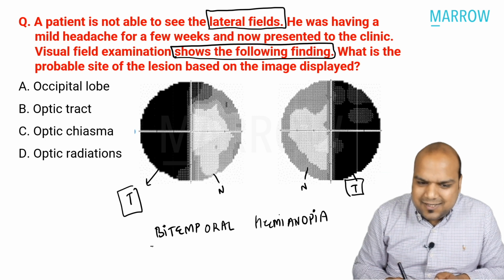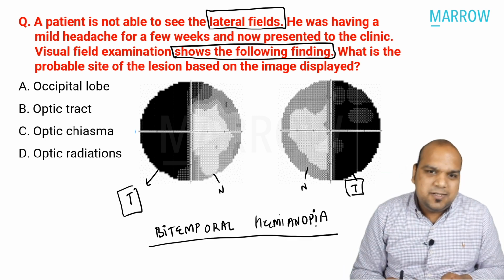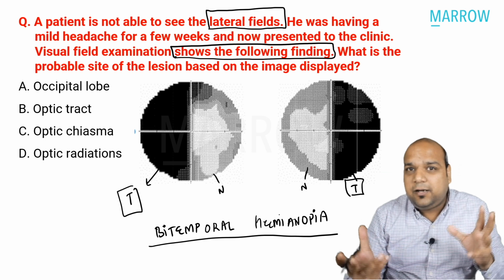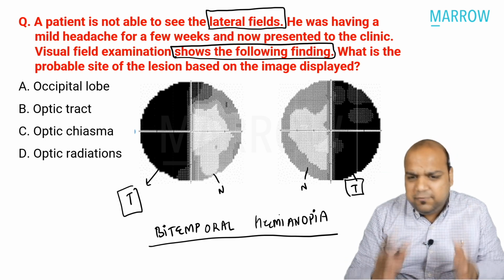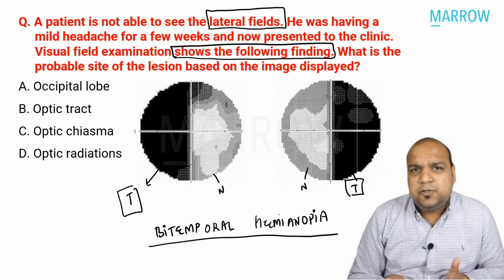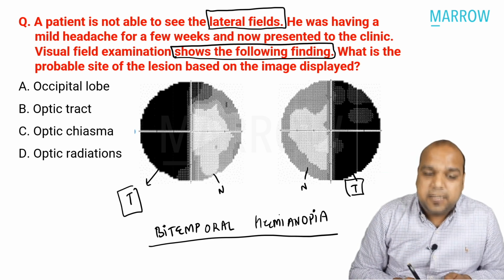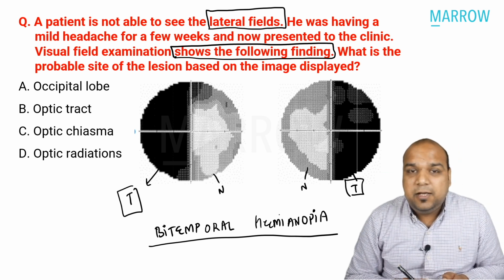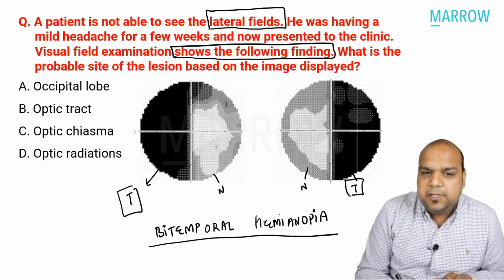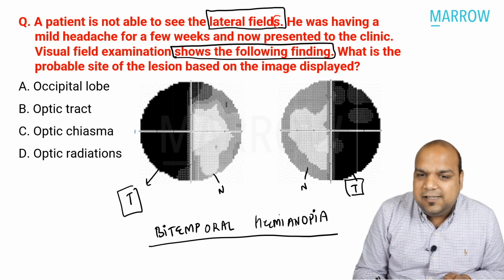A lot of students came back to us with the questions saying, sir, it was something written about both the lateral fields or one lateral field. But if the image was given, everybody, then there should not have been a confusion. Some students came back and told me, sir, that the image was not given. If the image was not given, then also read the question. A patient is not able to see the lateral fields, everybody.